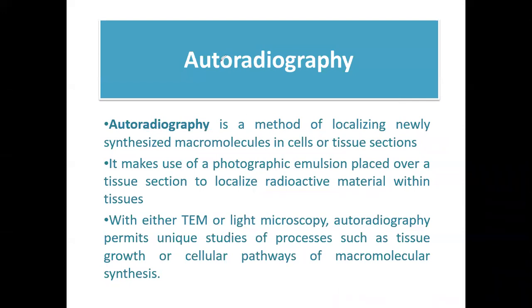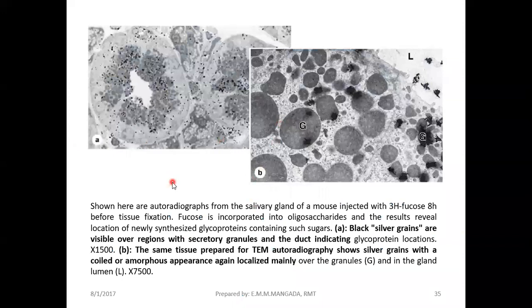Okay, so guys, this is a picture of the salivary gland of a mouse. And this salivary gland is injected with your 3H fucose before the tissue fixation. So your fucose is incorporated into oligosaccharides. And the result of this infusion is the revelation of the location where glycoproteins are synthesized. So saan napoproduce, saan sa tissue or sa cell, I should say, napoproduce yung mga glycoproteins natin.